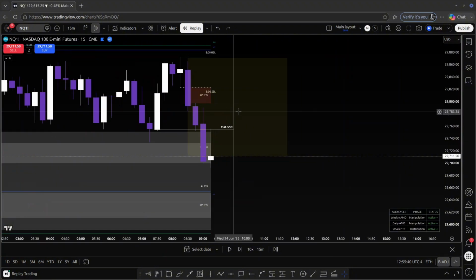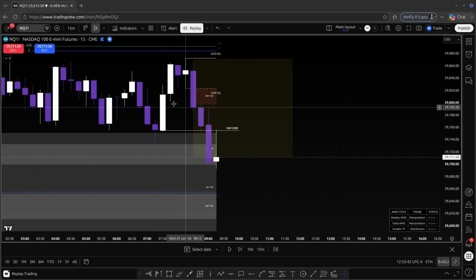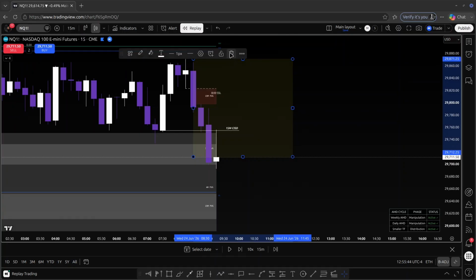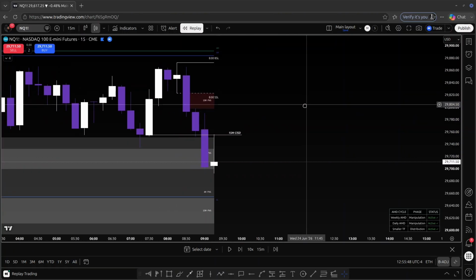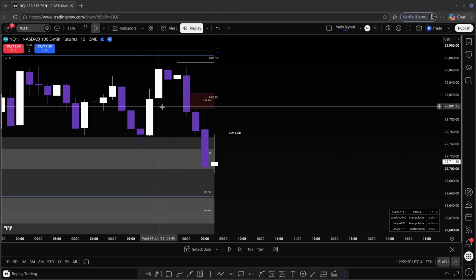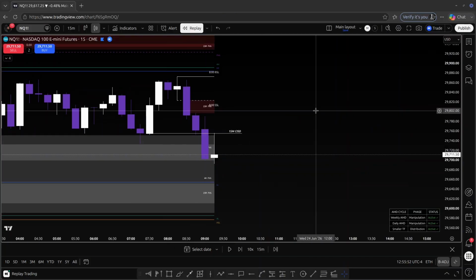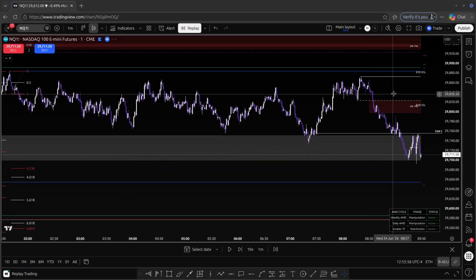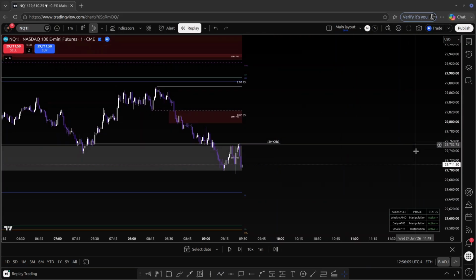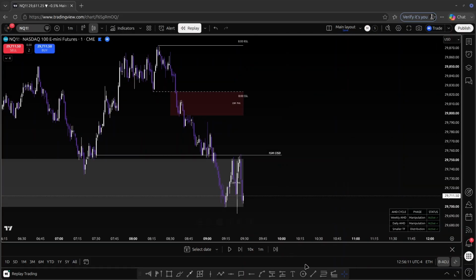Me personally, I don't like to look for that, but I'm always aware of it. I don't like to draw or mark it. My indicator already does that for me, but if I see it, then I know that it's there. Okay, let's go back to the 1 minute. We already have that mapped out. Then on top of that, let's also mark this 1-minute changing the state of delivery area in case the market does want to revisit that. So, 1-minute changing the state of delivery.